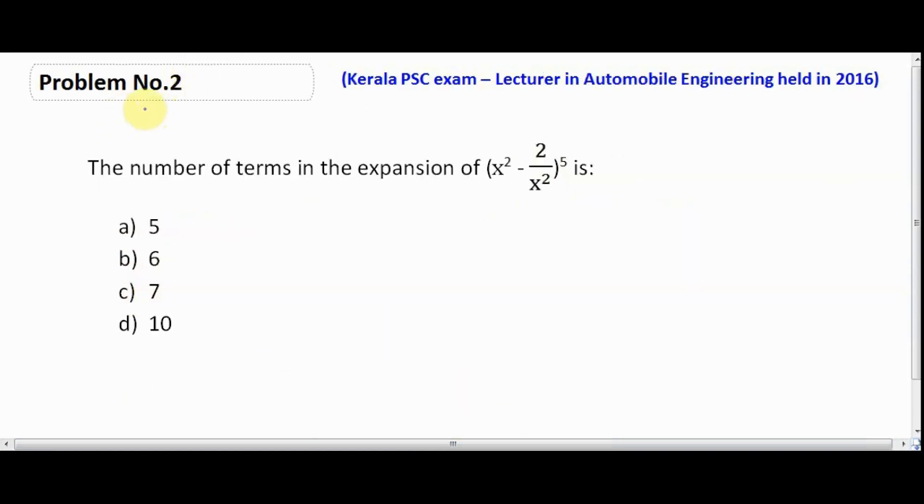Now problem number 2. The number of terms in the expansion of (x square minus 2 by x square) whole raised to 5 is. So this expression is in the form (a minus b) whole raised to n. For (a minus b) whole raised to n, the number of terms will be n plus 1. So here in place of n we have 5, and therefore the answer will be 5 plus 1, that is 6. So this expansion will have 6 terms. So here the right answer is given by option B.